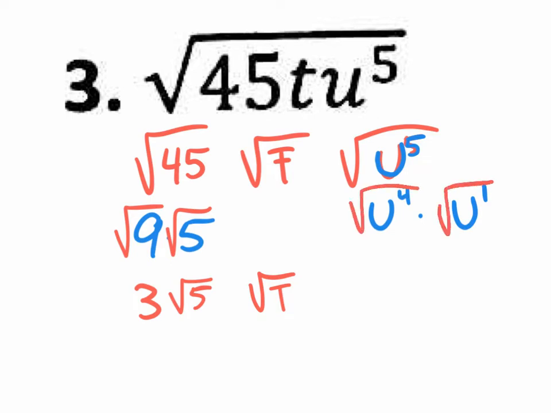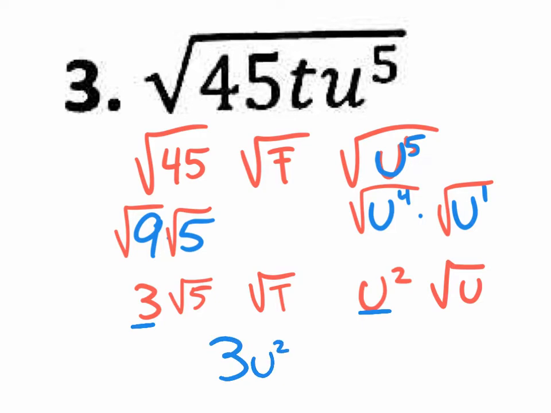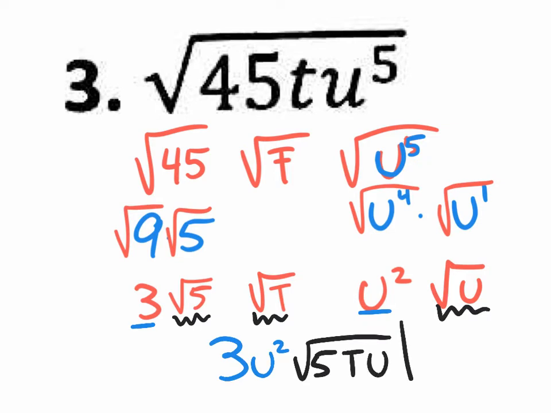So let's split that root to both terms. The square root of u to the 4th, 4 divided by 2, is 2. And the square root of u to the 1, that's just the square root of u. You can't really do it. Bring it down, the square root of u. This is our answer. But we just need to put it in order. Let's put the 3 and the u squared together. 3u squared. And then let's put all of these square roots together underneath one square root. The 5, the t, and the u. Put it underneath one square root. 5, t, and u. Ladies and gentlemen, this is our final simplified answer of number 3.